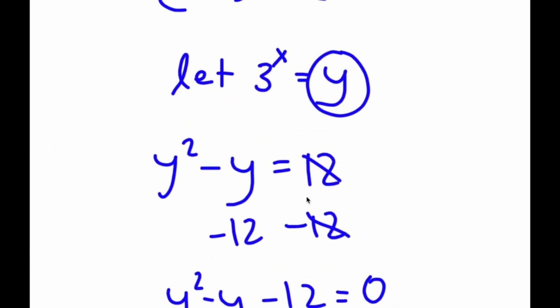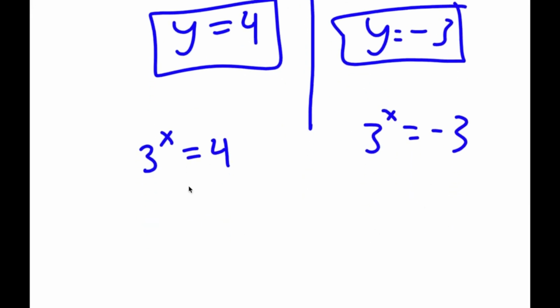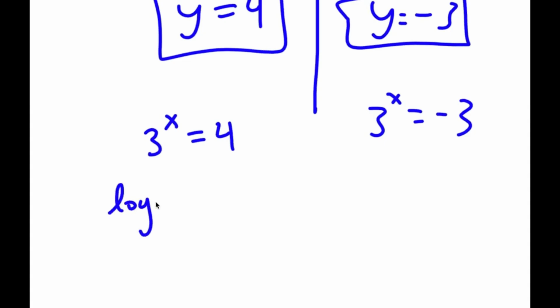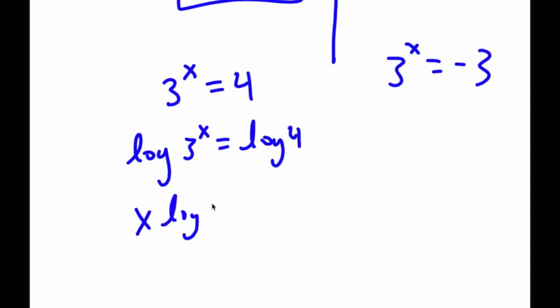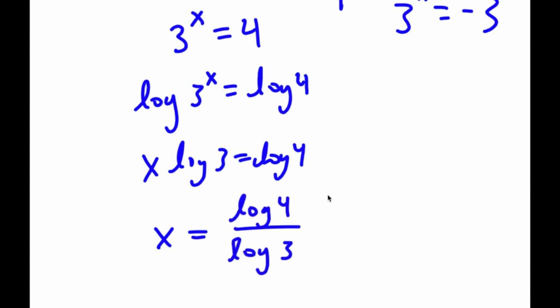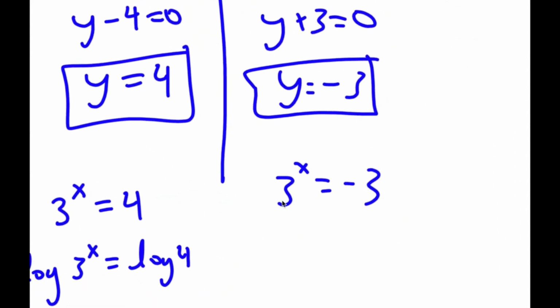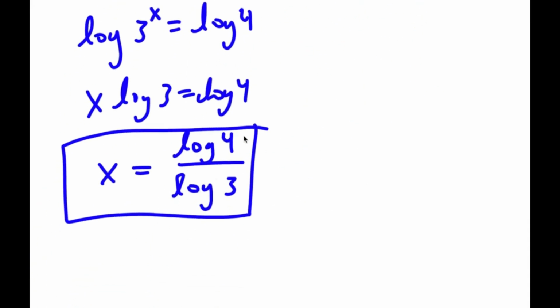So remember how we let 3 to the power of x equal y. So now I have 3 to the power of x is equal to 4, and 3 to the power of x is equal to negative 3. Well, 3 to the power of x equals 4. To solve this, I'm going to take the log on both sides. So then I get x times log 3 is equal to log 4, meaning x is equal to log 4 over log 3. Now for 3 to the power of x equals negative 3, you can't take the power of a positive number and make it negative, so there's no solution for this, and my only solution is log 4 over log 3.